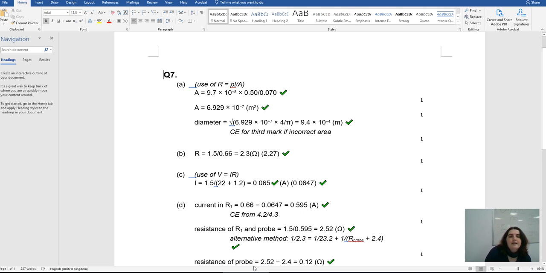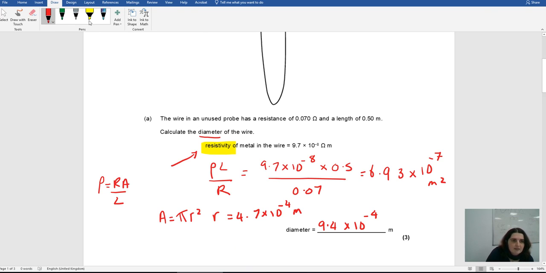So I'm going to check the answer here. Use of the formula, finding the area, and of course getting your area there. So what we've got here is 1 mark for the formula, 1 mark for getting the area or the radius, and 1 mark for the answer there.